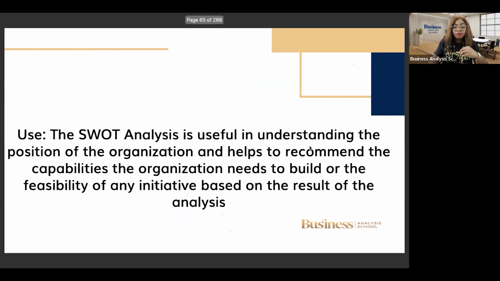It is useful in understanding the position of the organization, it helps us recommend the capabilities of the organization, and of course, it helps us build the feasibility of any initiative that we want to work on based off of these analyses. Basically, as BAs, we're going to use these techniques to recommend solutions to the business.